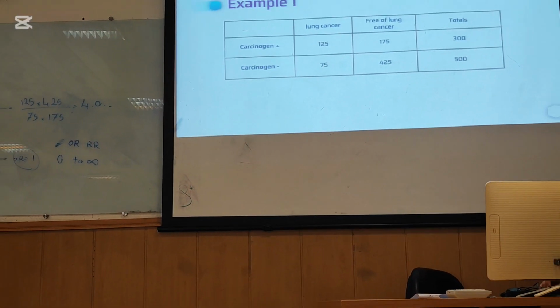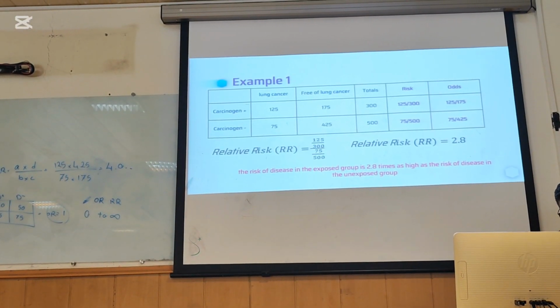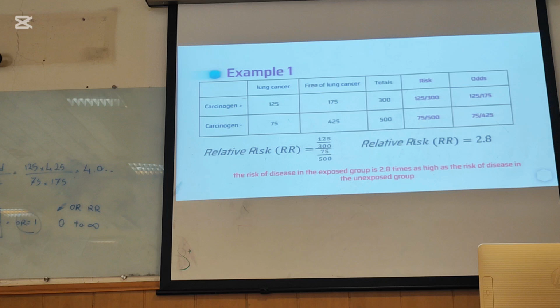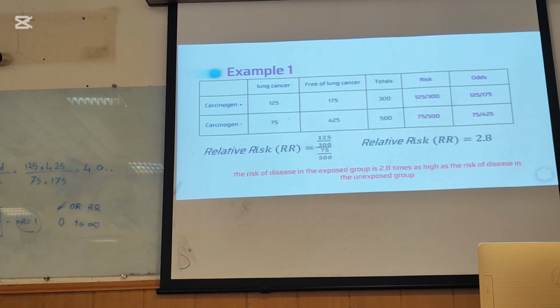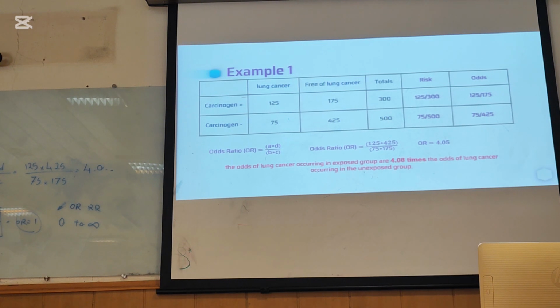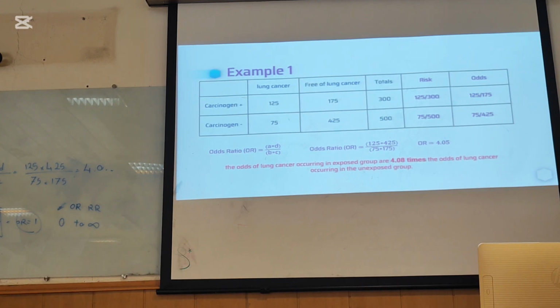The answer of this question is here. And the interpretation of relative risk: the risk of disease in the exposed group is 2.58 times as high as the risk of disease in the unexposed group. And the odds ratio: the odds of lung cancer occurring in the exposed group are 4.08 times the odds of lung cancer occurring in the unexposed.